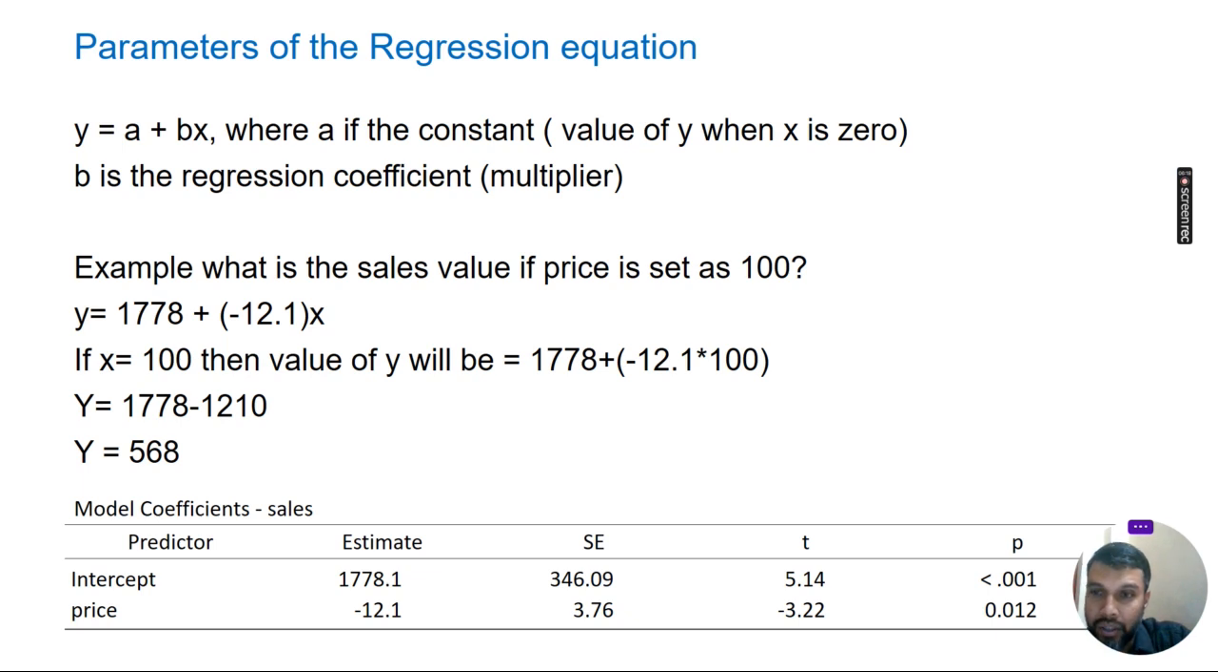So I put 1778 plus minus 12.1 multiplied by 100. That would be 1210. And finally, if I solve the equation, the predicted value of y is 568. In essence, I am able to predict what would be my average sales if there is a change of 100 units in x. This is our understanding of what is a regression equation.